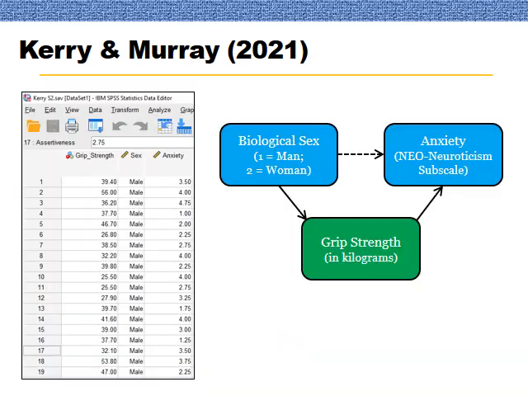Here are the data from this study, and again, a diagram showing our mediation model. For each participant, we know their biological sex, where men were given a 1 and women were given a 2. We also know their anxiety score on the NEO neuroticism subscale, where higher numbers represent higher levels of anxiety. And they measured grip strength by using a dynamometer, which is essentially a thing that participants squeeze as hard as they possibly can, and it measures how strong their grip is in kilograms.